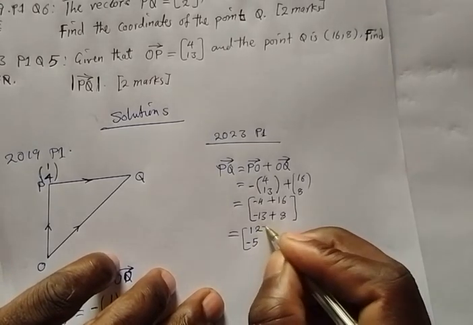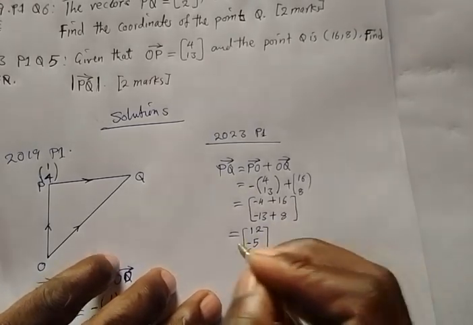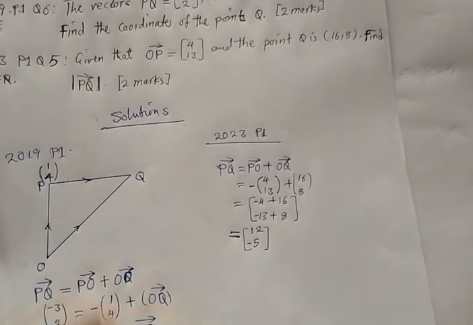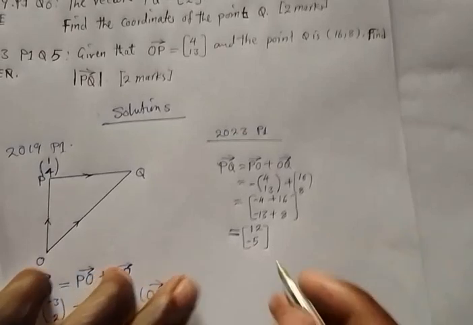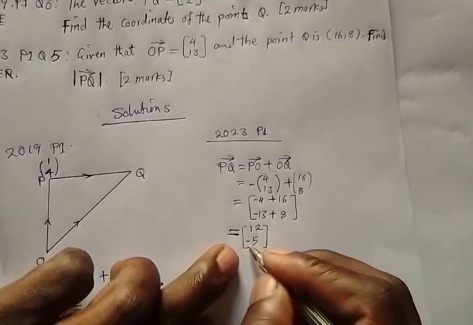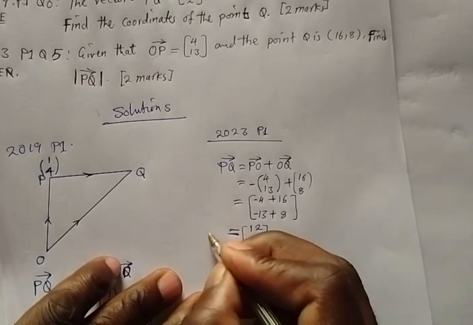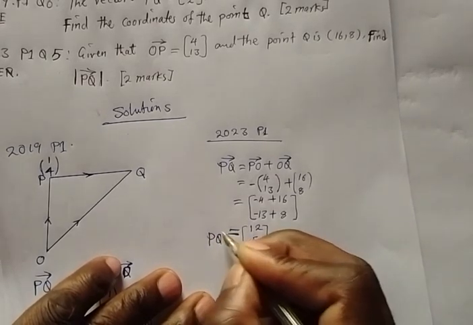Mind you, this is paper 1. You have no access to use a calculator, so you have to use your brain. So we have 12 and negative 5. So this is the vector PQ.